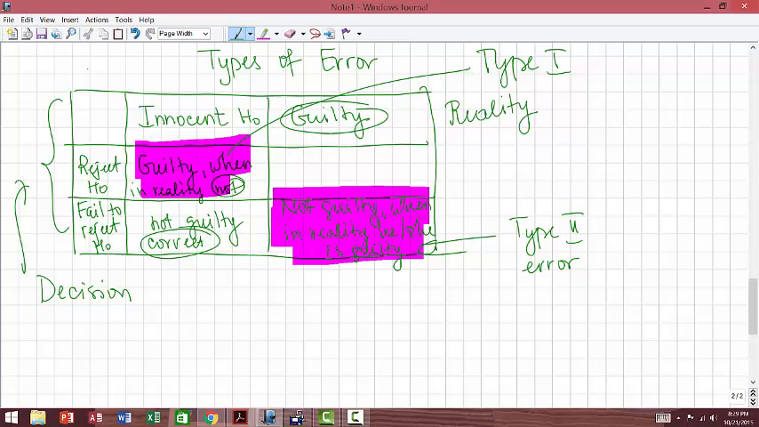Okay? And then what's the only other thing that can happen? Well, if he or she is guilty and we reject the null hypothesis, then this is the correct decision, right? So this is correct. Okay? So how would I write something like this when it comes to problems in statistics?